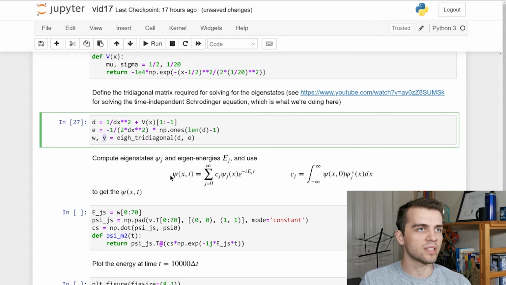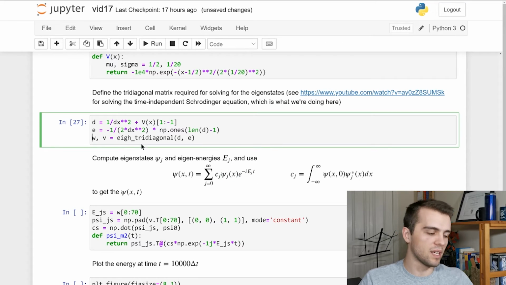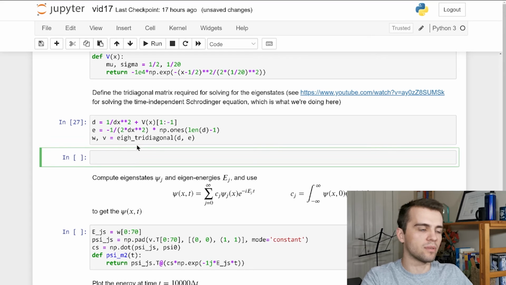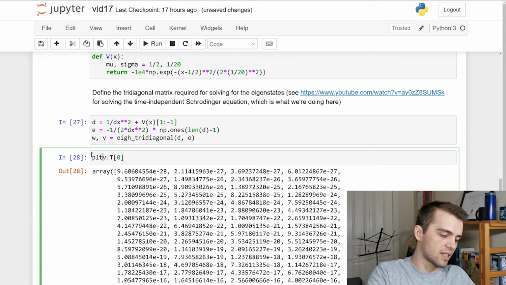And so now I have my eigen energies and my eigenvectors. And then I can construct the time-dependent state using this formula here, right? So I know all of these because I've solved them here, right? I can look at them, for example. So v dot t 0, this would be my first energy eigenstate, and I can actually plot it next to x.